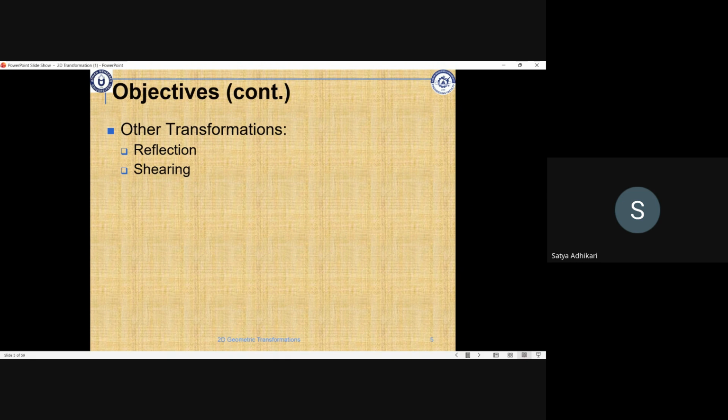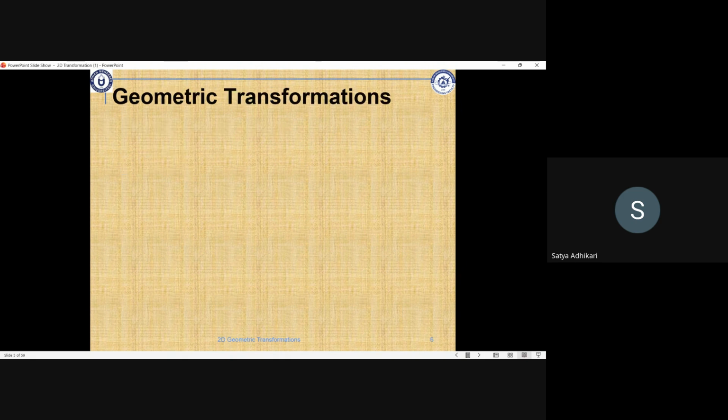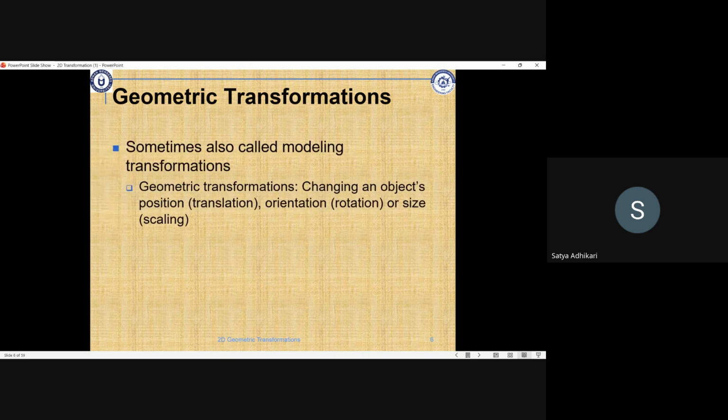Besides these, there are two other transformations, reflection and shearing. Reflection is used to find the mirror image, and shearing is used to change the shape of the object. We have already discussed geometric transformation. Changing the object position is known as translation. Rotating or orienting the object is called rotation or orientation. Changing the size is known as scaling.